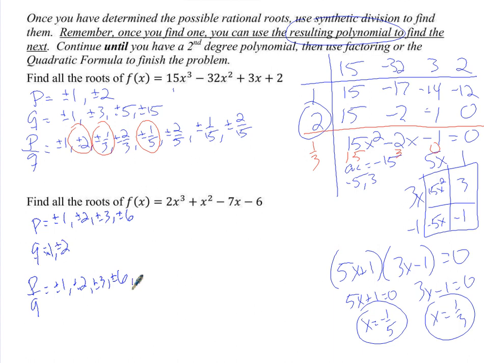Now we've got to take care of the denominator of 2. So I have plus or minus 1 divided by plus or minus 2, which is plus or minus 1/2. And then I have 2 halves, which is 1, but I already have that, so I don't got to write it down again. Then 3 halves, so plus or minus 3 halves. And finally, plus or minus 6 halves, which is 3. I already wrote that one down. So these numbers right here are all of my possible rational roots.